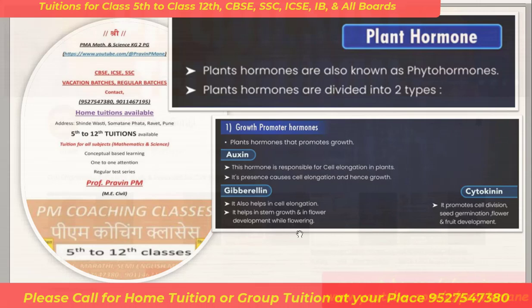And the third hormone is cytokinin. Cytokinin promotes cell division, seed germination, and flower and fruit development. Auxin, only the length of the cell increases. Gibberellin helps in cell elongation as well as flower development. Cytokinin promotes cell division, seed germination, and flower and fruit development.